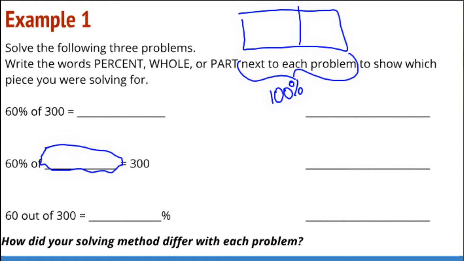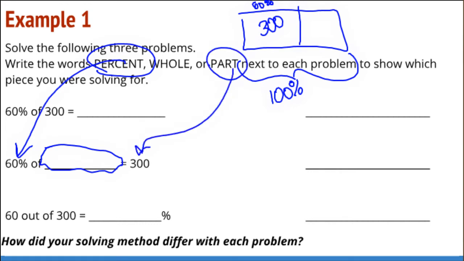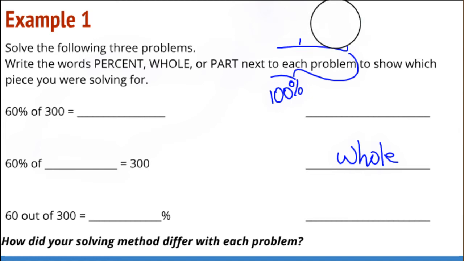I do know that there is a 60%, and I do know that that 60% is going to be equal to 300. So I have the percent, the 60. I have the part, which is the 300, but I am missing the whole. I don't know what this total is. So I need to have a strategy here for figuring out what the whole is.